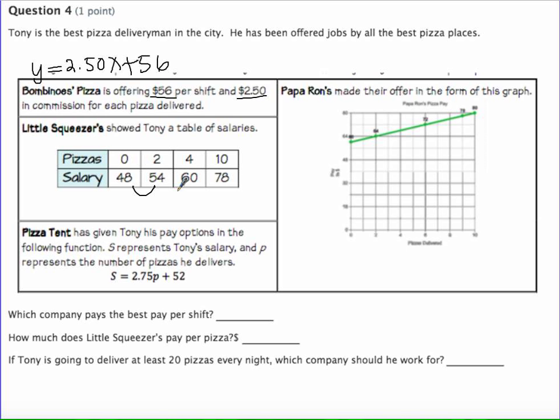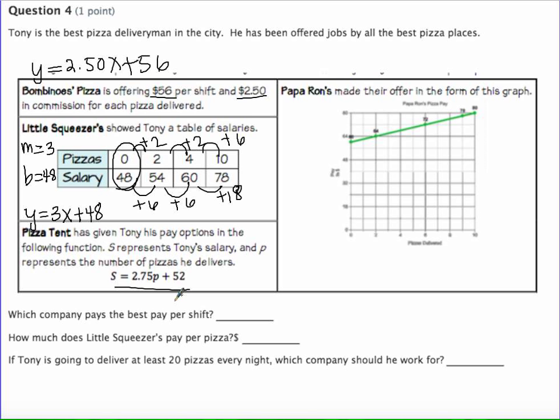Little Squeezers, so I need a slope and a y-intercept. So 48 to 54, that's plus 6. Then we've got plus 6 again, and then we've got plus 18 over plus 6. So 6 divided by 2 and 18 divided by 6 all give us a rate of change of 3. The beginning salary here is for making no pizzas, he would get $48. So that's a y-intercept. So the equation for Little Squeezers would be y equals 3x plus 48.